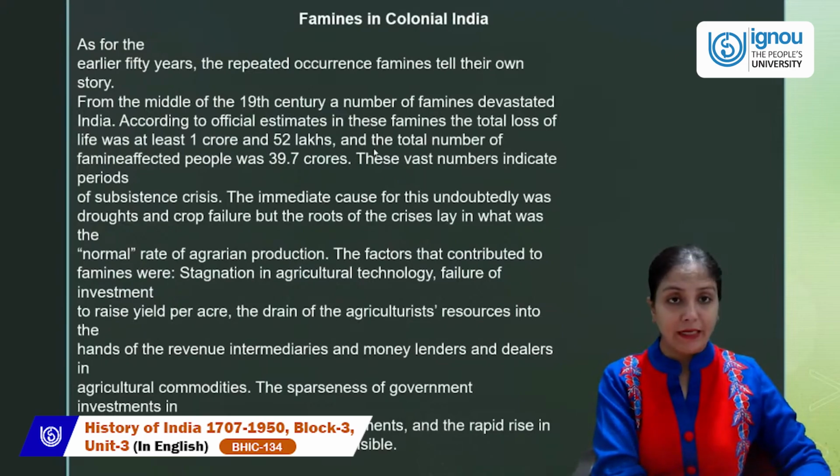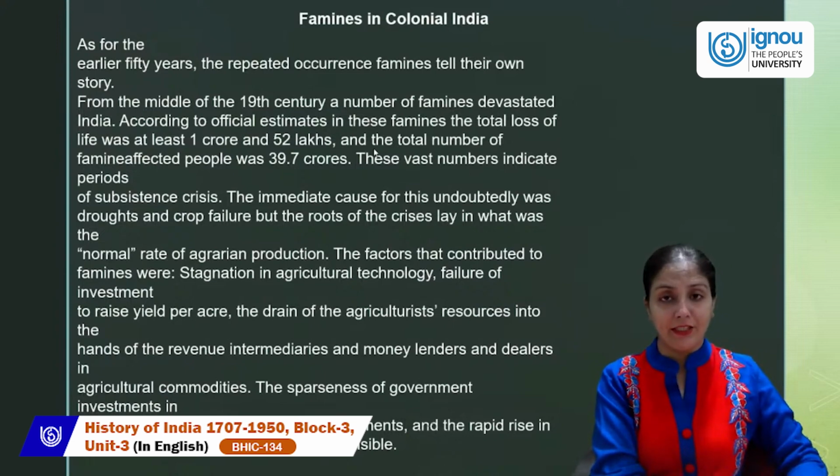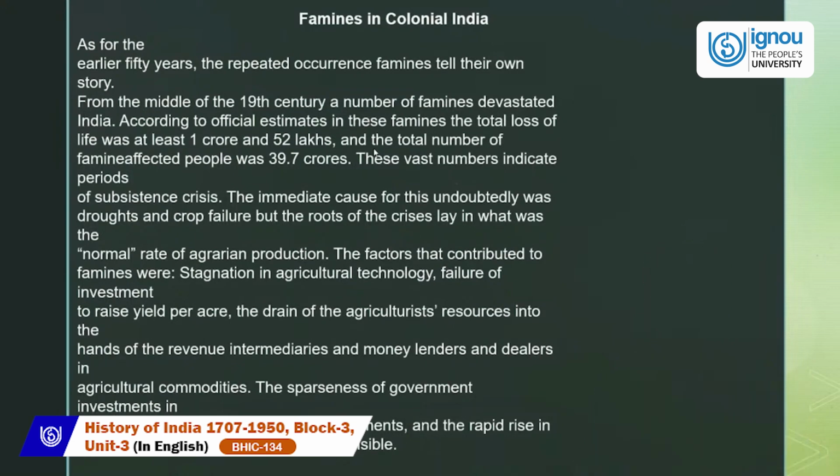From the middle of the 19th century, a number of famines devastated India. According to official estimates, in these famines the total loss of life was at least 1 crore and 52 lakh. The total number of affected people was 97 crores. These vast numbers indicate the subsistence crisis.